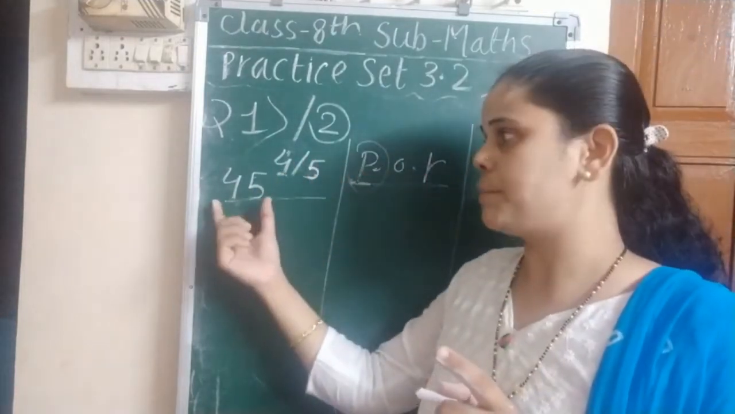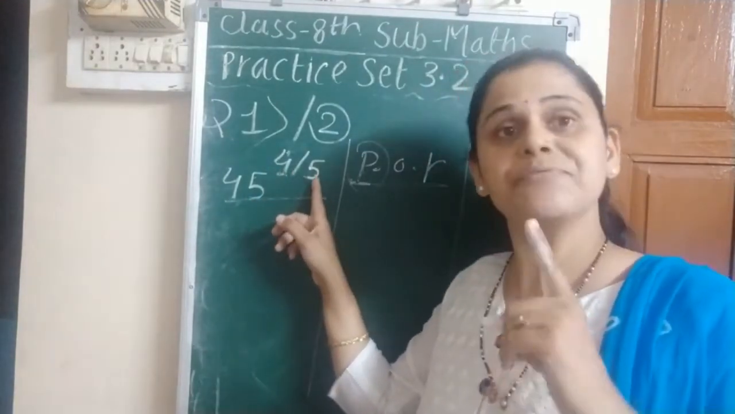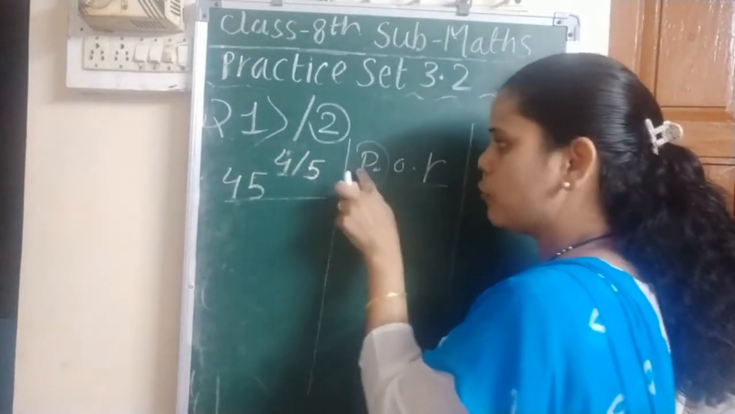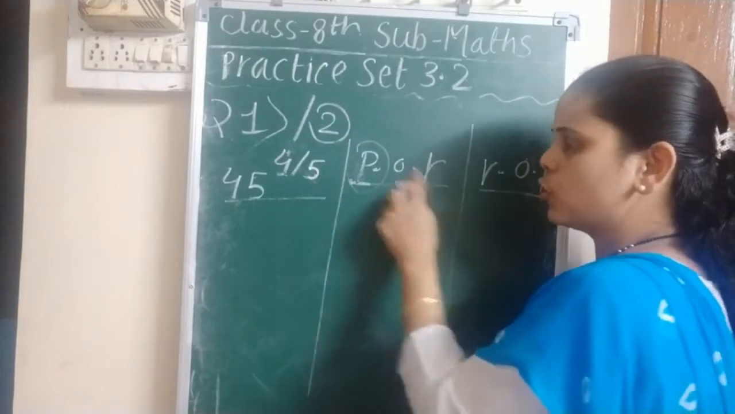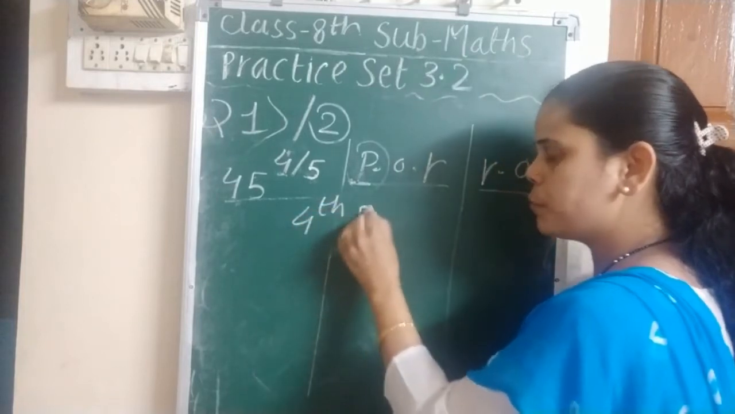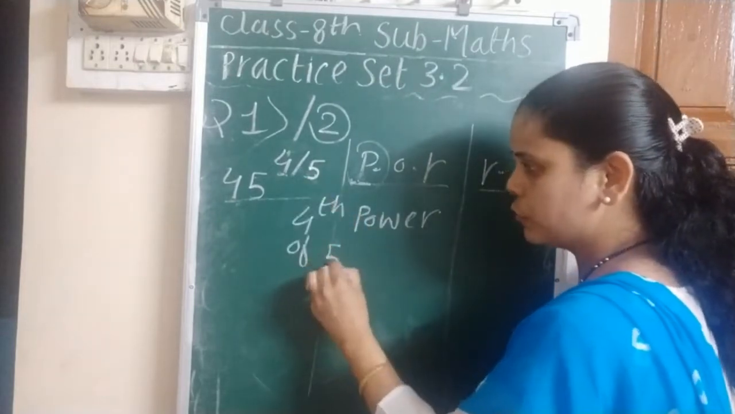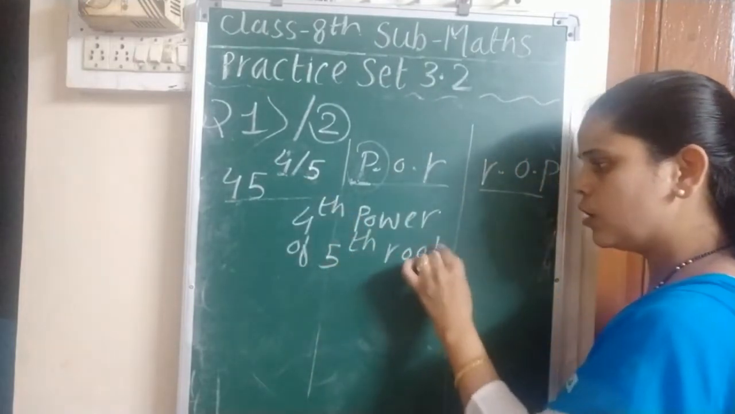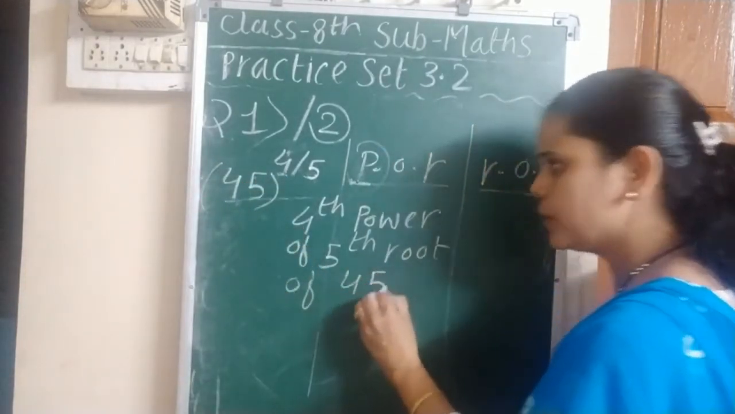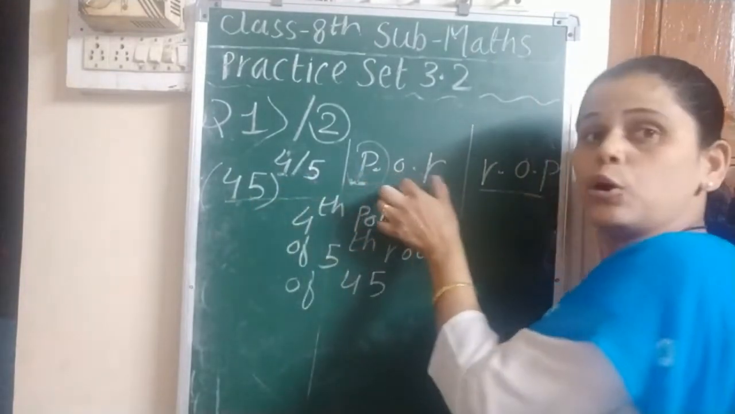So in this example, 45 raised to the power 4 upon 5, the power is 4th and the root is 5th. Okay, so write down the power of root. So 4th power of 5th root of 45. Write this number: 4th power of 5th root. The base number is 45. So we write this number in the power of root form.